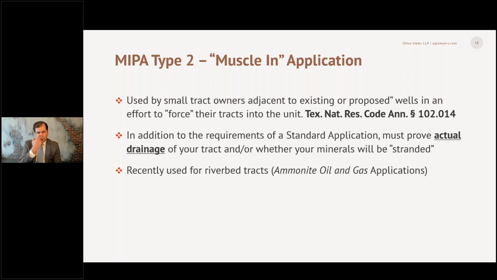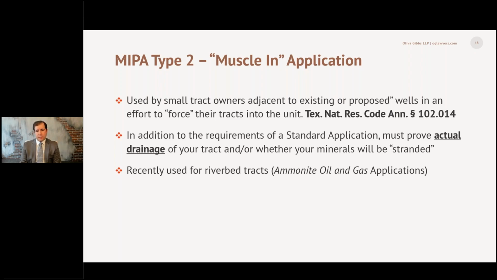So in addition to the requirements of a standard application for MIPA, those parties are going to have to prove actual drainage of their tract. So they're going to need to get experts, prove that if you drilled that well under that production sharing agreement or that allocation well, you would be actually draining oil or gas from underneath their tract, and/or their minerals would be stranded.